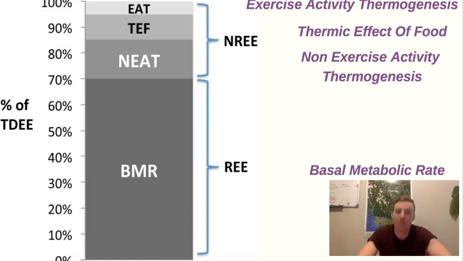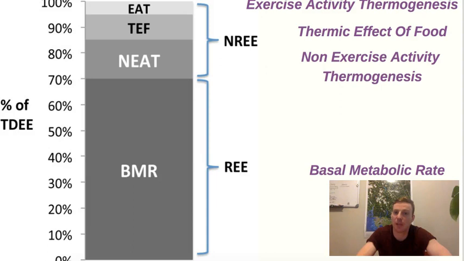And then 15% is your non-exercise activity thermogenesis. So that's like walking around, that's getting up out of bed, that's standing up, going over to the kitchen, that's sitting down, that's going upstairs. That's all of these things that contribute to you burning energy each day.